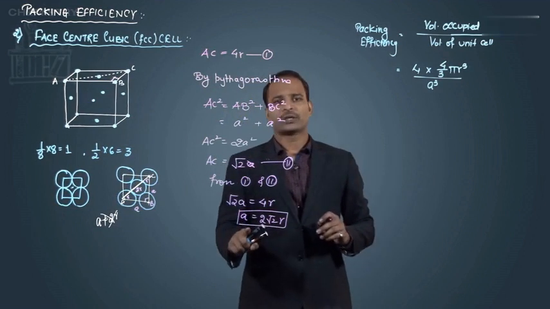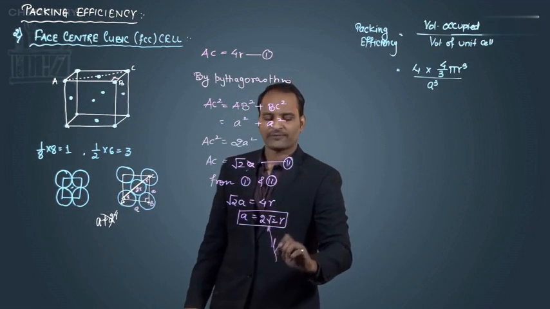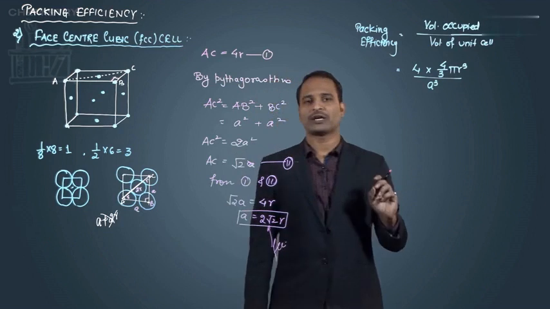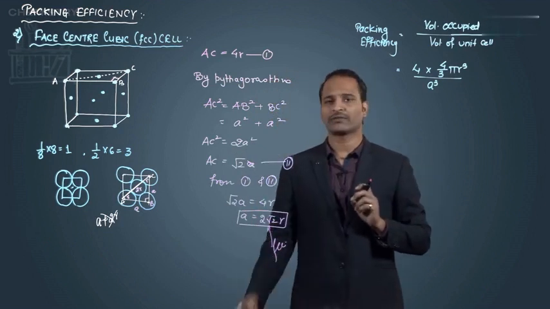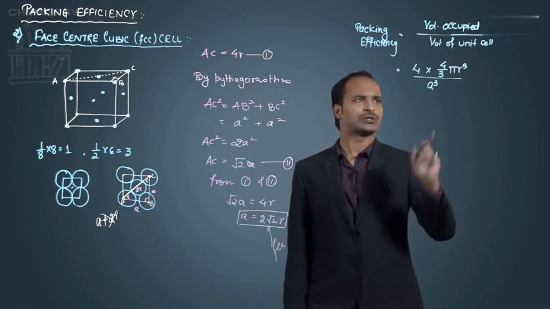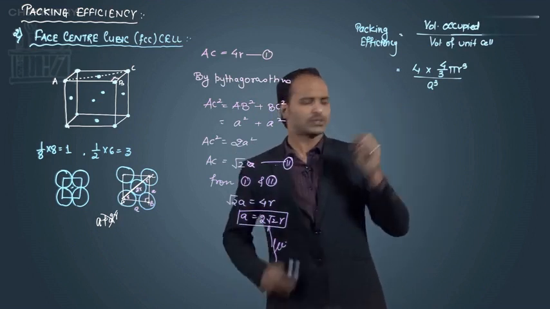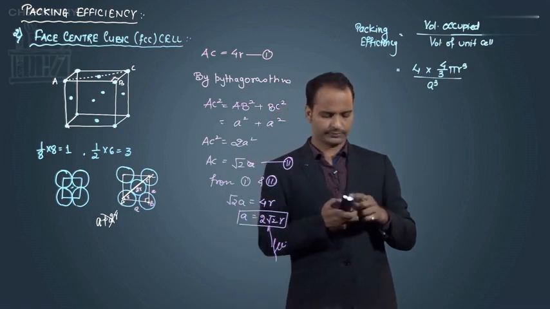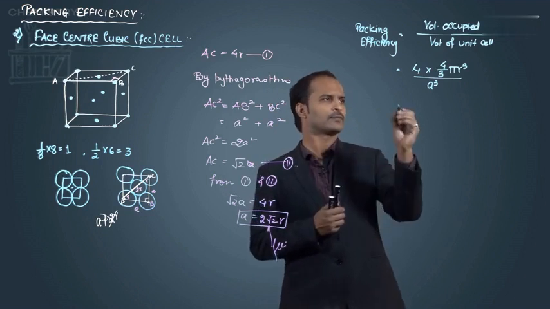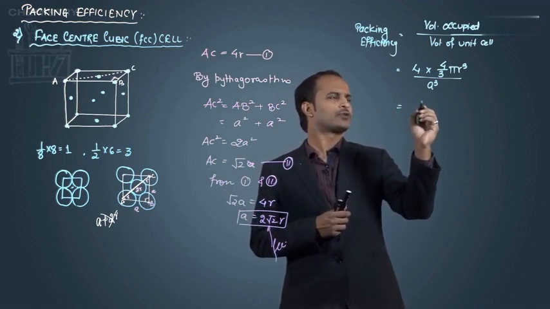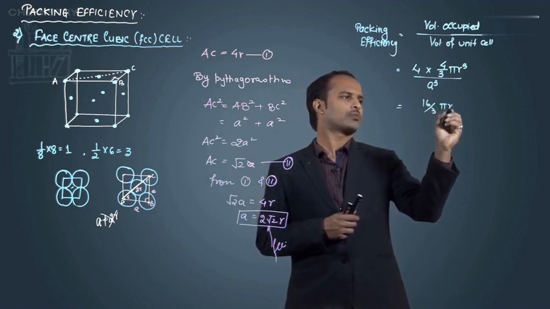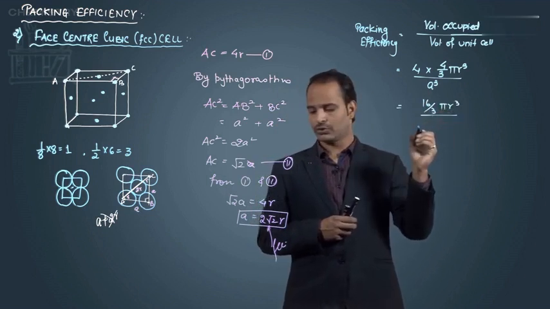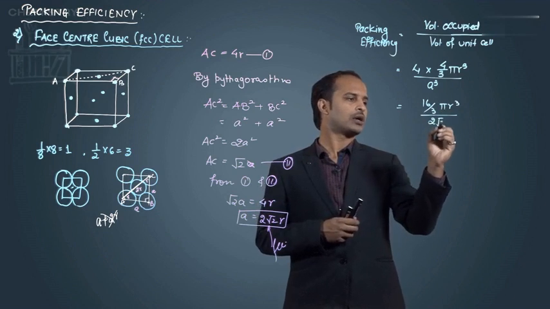Again, a very important relation, and this relation is for FCC. For the simple cubic cell, we have the relation between A and R as A is equal to 2R, but for FCC we have A is equal to 2 root 2 R. So let us substitute that relation. Here I will have 4 into 4 by 3 pi r cube, that is 16 upon 3 pi r cube upon 2 root 2 r whole cube.